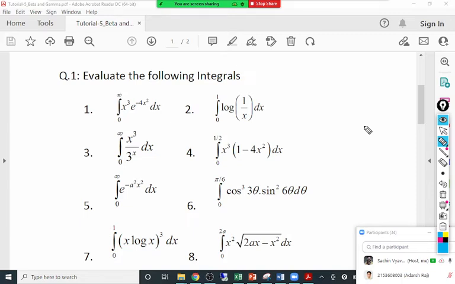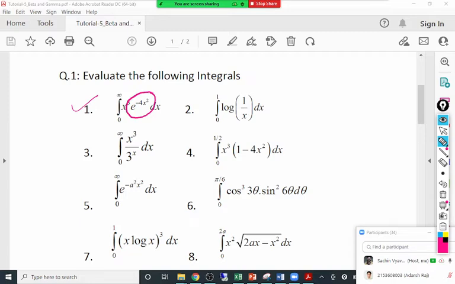For question 1, can you tell me whether it is a beta or a gamma? This first one is gamma, correct. Why is it a gamma? Because of the exponential term, e raised to minus 4x square.